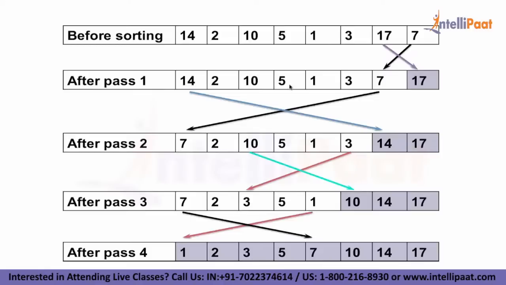Again, this will be our unsorted portion. What we will be doing is finding the max value in the unsorted array, which is now 14. We'll be putting 14 at the end. So 14 will come here, and 7 will come here.